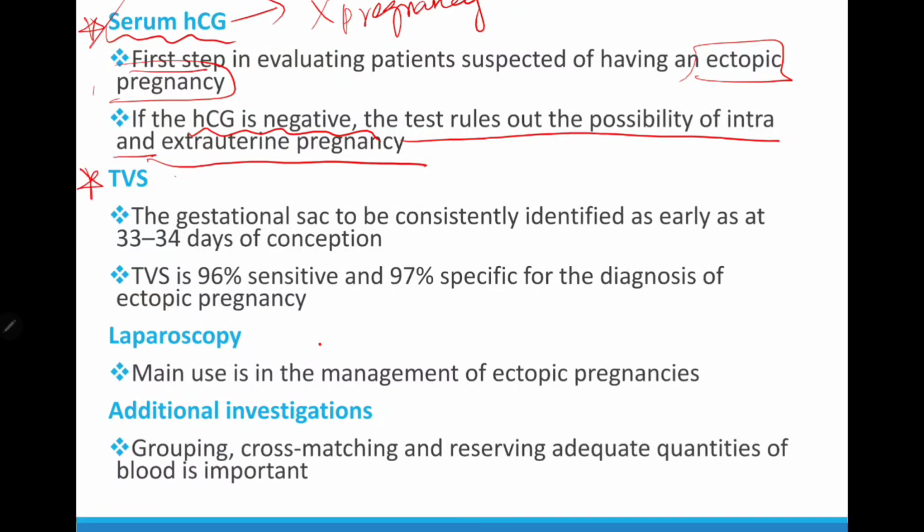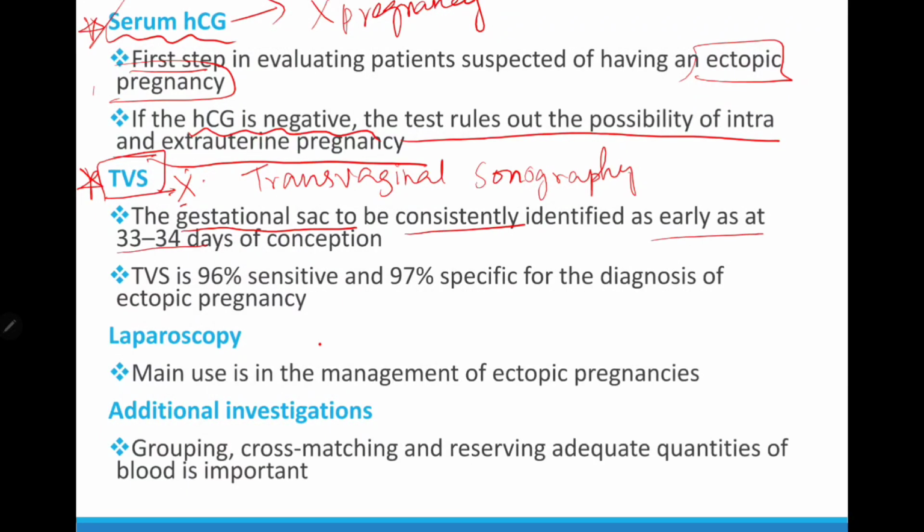The next very important investigation is transvaginal sonography. Very important, guys. This is the best investigation. With transvaginal sonography, we can see the gestational sac consistently as early as 33 to 34 days of conception. And transvaginal sonography is 96% sensitive and 97% specific for the diagnosis of ectopic pregnancy.